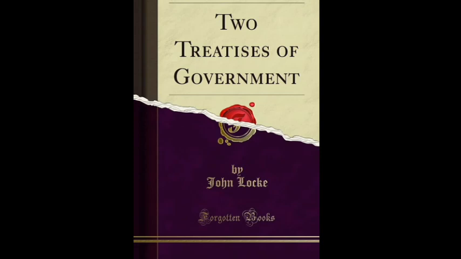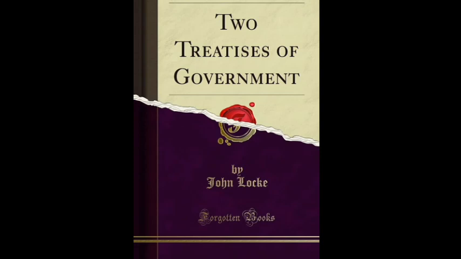2. The social contract. Locke argues that individuals in the state of nature would eventually come together to form a government in order to protect their natural rights more effectively. This transition from the state of nature to a civil society is known as the social contract.